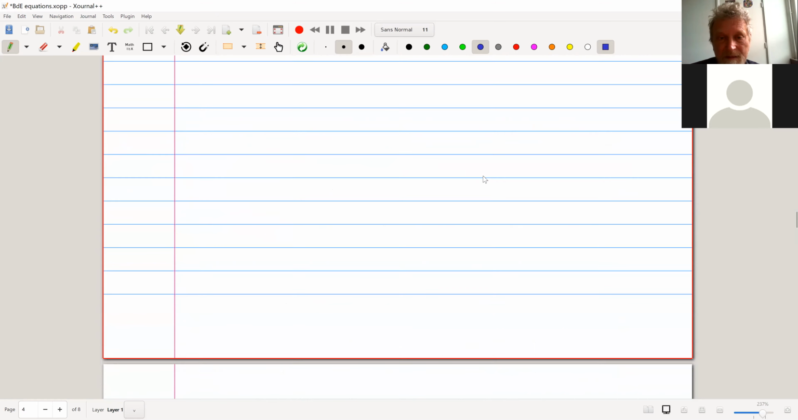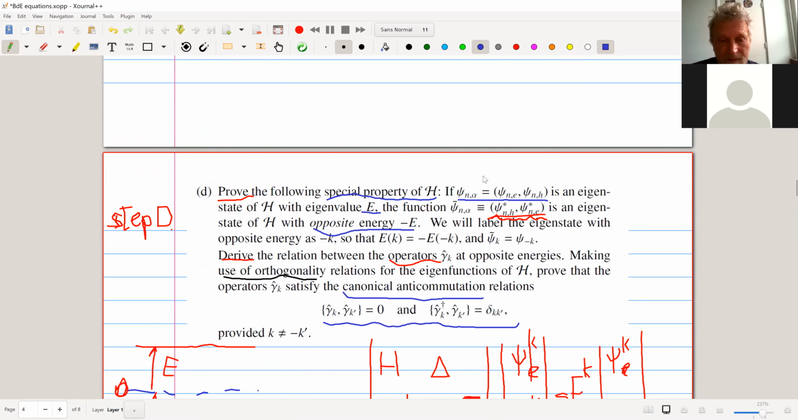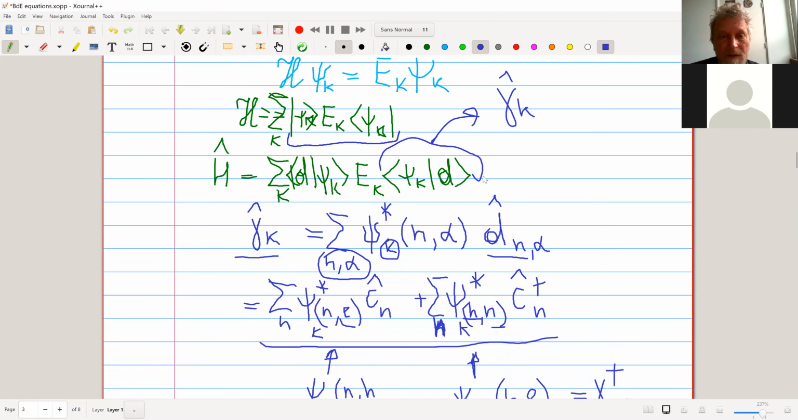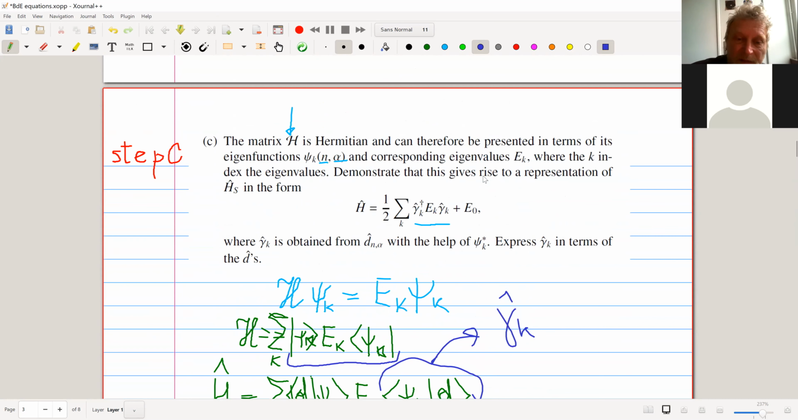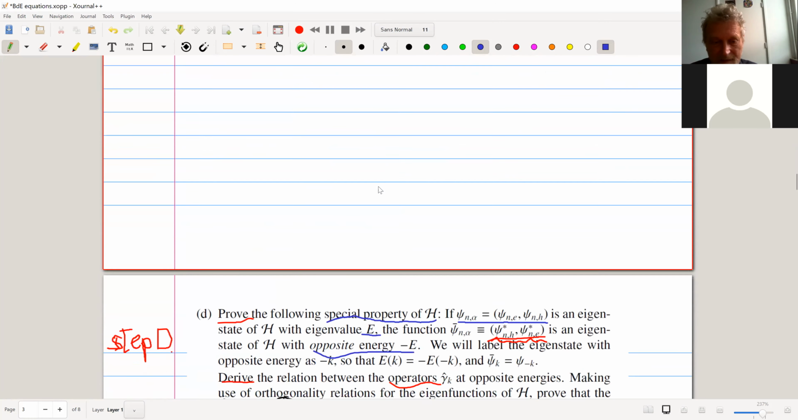Fine. A good thing to know is that we still have 1/2 here. And now we understand why this 1/2 is there. It's because of doubling. Since we have doubled the set of operators, we have to keep this 1/2. Now I'm going to cancel this 1/2.